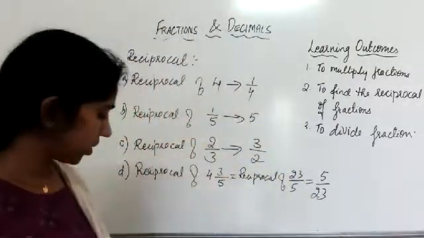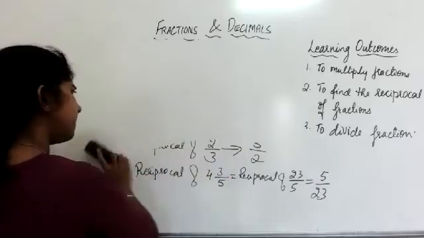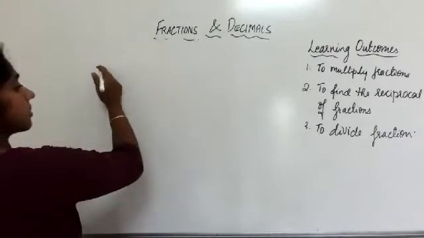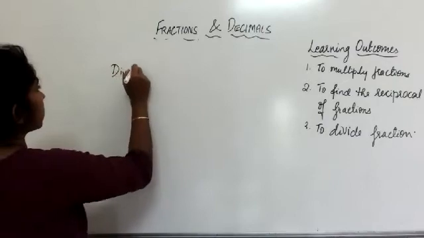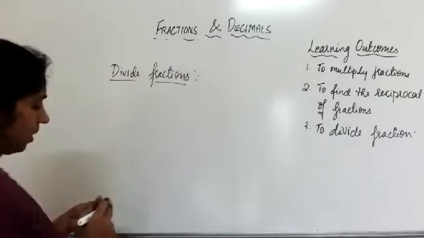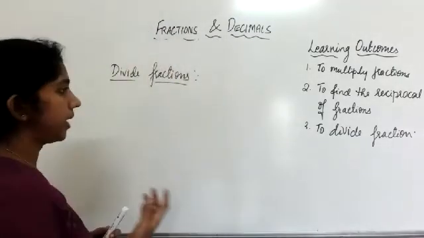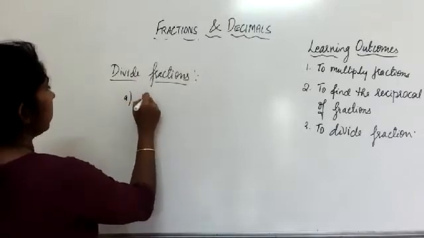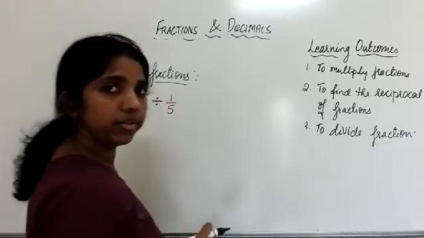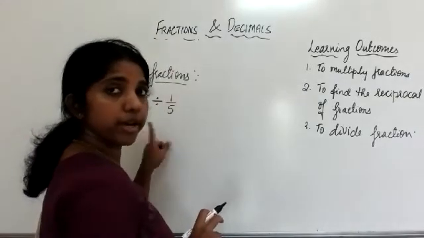The next thing you are going to do is divide fractions. So how to divide a fraction now? A division with a whole number and a fraction, let me say. First case: 4 divided by 1 by 5, a whole number divided by a fraction. First we have to find the reciprocal of 1 by 5.